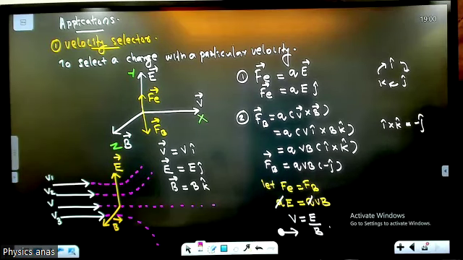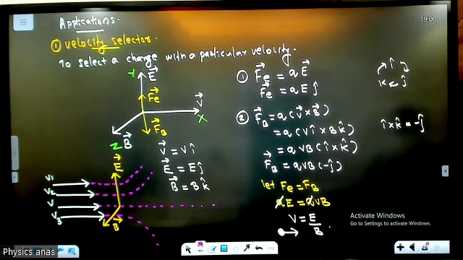Write velocity selector. It's about 7, right? Can you take this note?